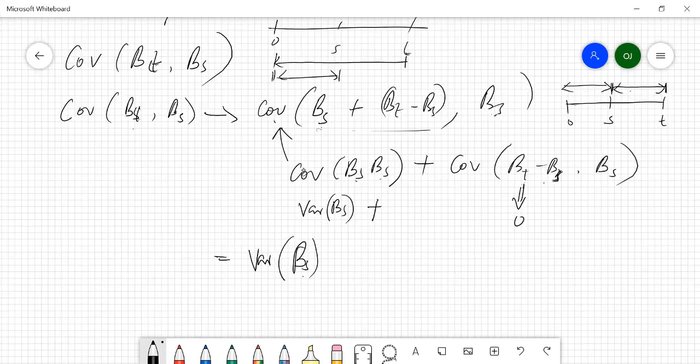Variance of BS, we said BT is defined as normally distributed with mean of 0 and variance of T. BS also, on the other hand, is normally distributed with mean of 0 and variance of S. So it means the variance of BS is S. So this is going to be S. Okay? Yeah. That is the property, some of the properties of Brownian motion.